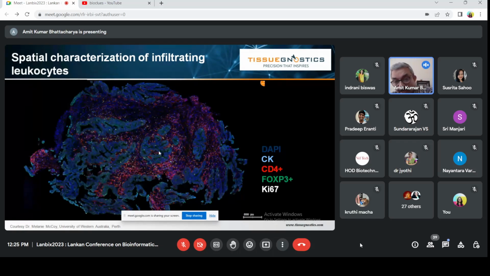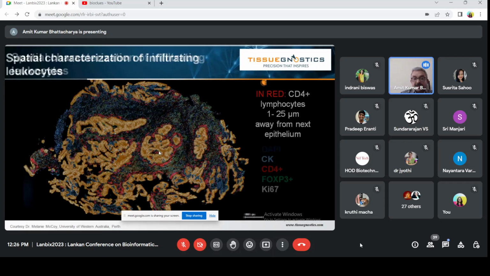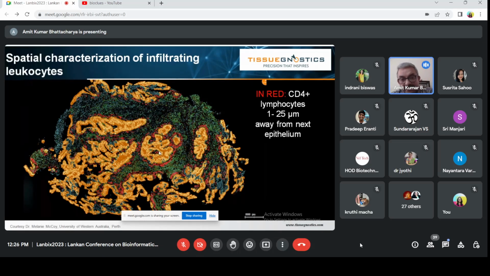In the stroma are the leukocytes. Now the question was, can I now estimate how many of the CD4 containing leukocytes have infiltrated the tissue, what are their numbers as a function of distance or area? How do the numbers of CD4 leukocytes vary if one goes from the tumor margin away, deeper into the stroma?